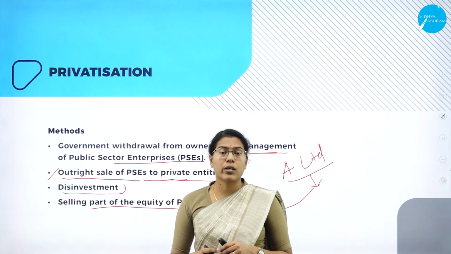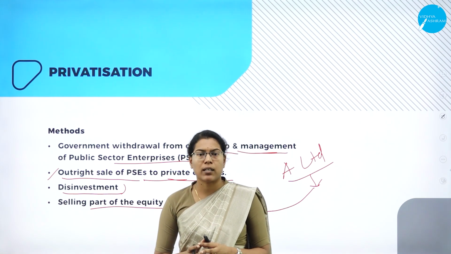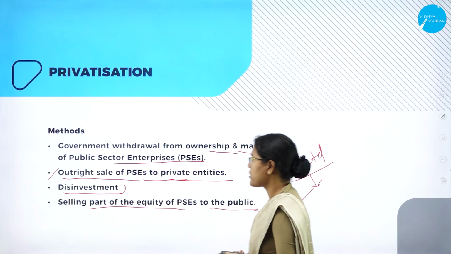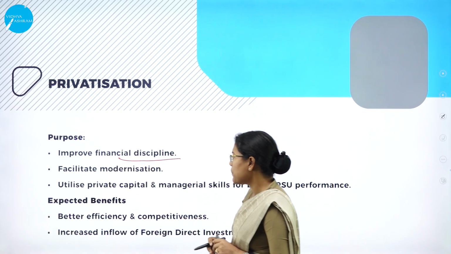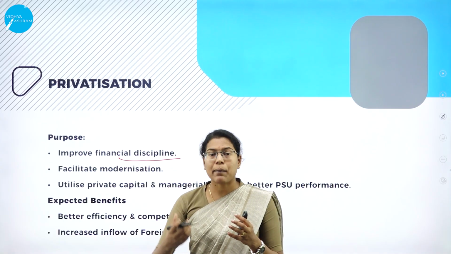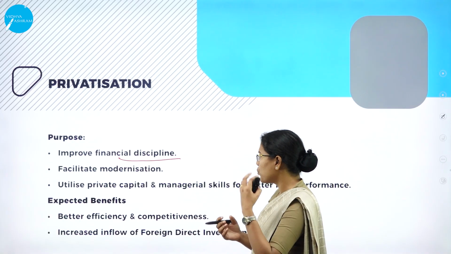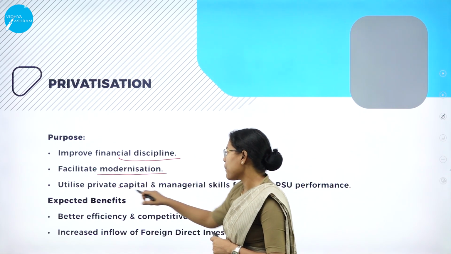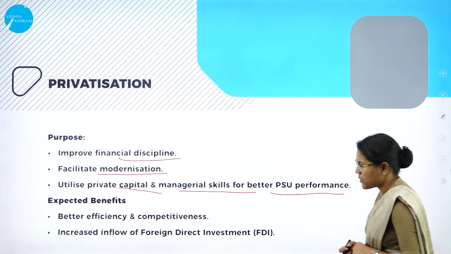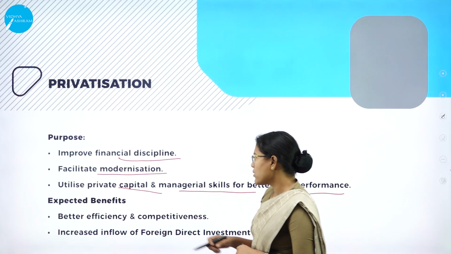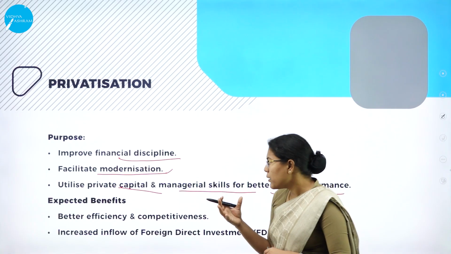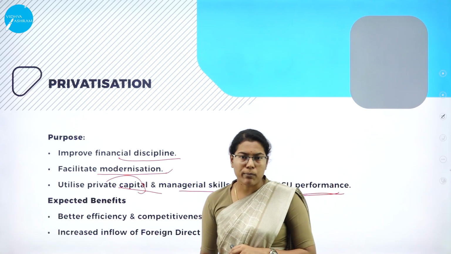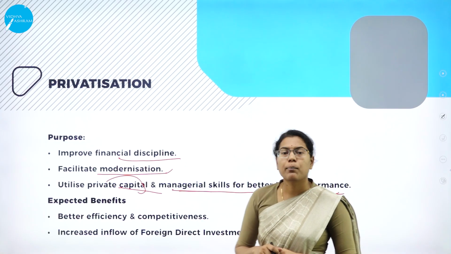Under the economic reforms, in order to encourage the private sector, both individuals and businessmen, to take up economic activities, which contributed to the overall growth of the industrial sector in India. The main purpose of this privatization was to improve financial discipline in the country, to improve the ability to manage finance and generate income in both the public and private sectors, and to facilitate modernization and utilize private capital and managerial skills for better PSU performance. So it is not just to encourage financial discipline and modernization, but also to utilize the money and capital available with the public to manage the PSUs for better performance, and to get managerial skills from the private sector.